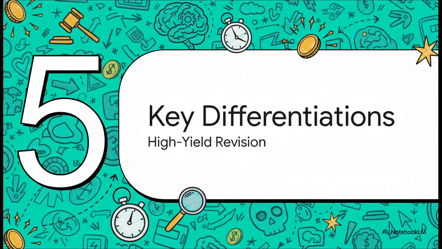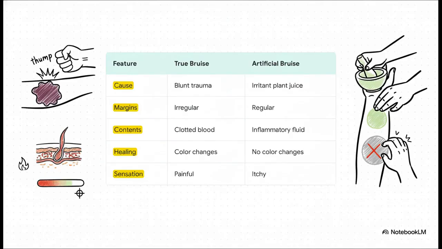Okay, let's bring it all home. We're going to do a quick-fire review of the most important comparisons. These are the things you'll definitely see on your exams. Now, this one is really interesting because it has a huge medical legal angle. How to spot a fake injury. Someone might try to create an artificial bruise, maybe using some kind of plant juice. But here's how you can tell.